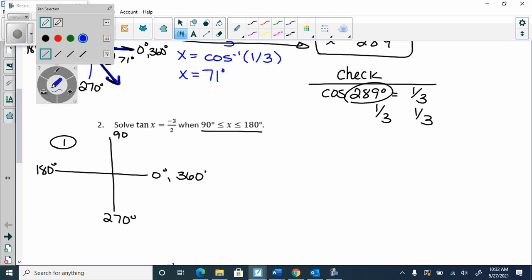So I need it between 90 and 180. Is this the most accurate sketch? No, because I don't even know what the reference angle is. I just threw an answer in there, right?